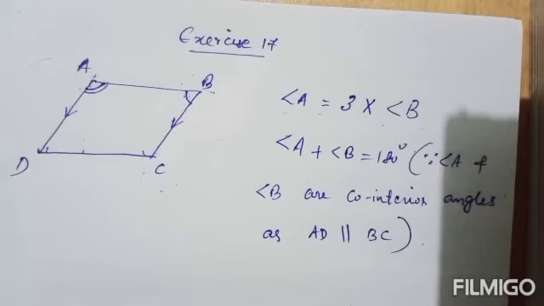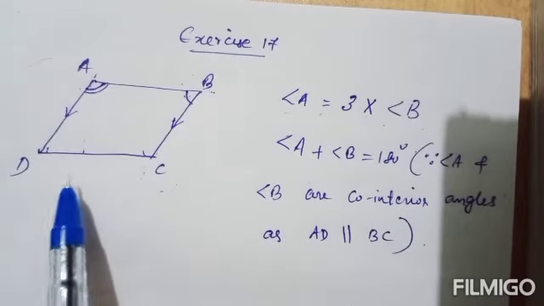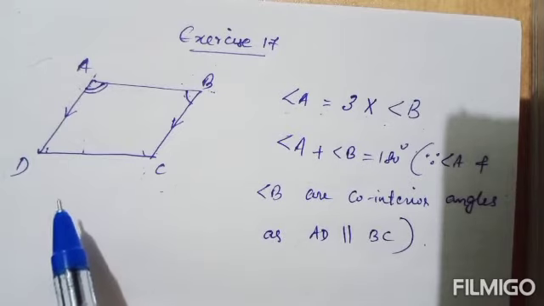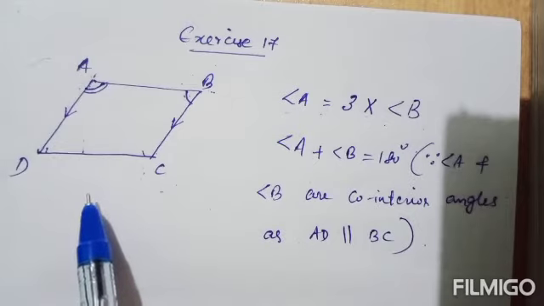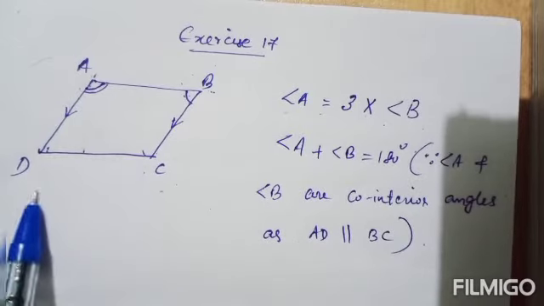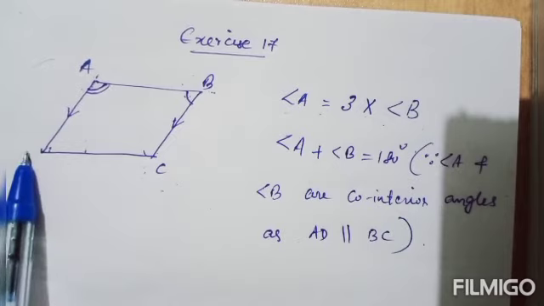So, I'm going to take the chapter Special Types of Quadrilaterals, exercise 17. First question. In parallelogram ABCD, angle A equal to 3 times angle B. Find all the angles of the parallelogram. In the same parallelogram, if AB equal to 5x minus 7 and CD equal to 3x plus 1, find the length of CD. So here a parallelogram ABCD is given.